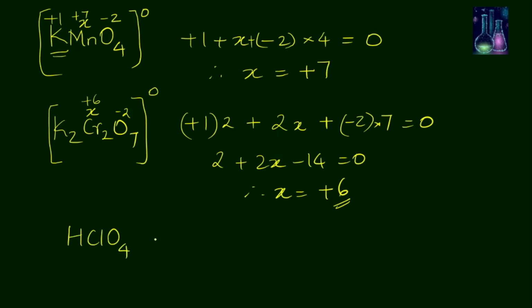Another example, HClO4. Hydrogen is +1, oxygen is -2. What is the oxidation state of chlorine? So +1 plus x, since there is only one chlorine, so only one x, minus 4 into 2, which is -8, equals 0, and therefore x is +7. So the oxidation state of chlorine here is +7. Let's do two more examples.